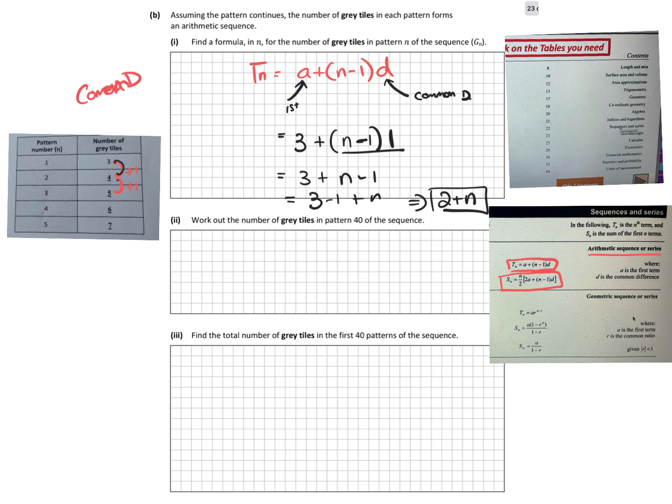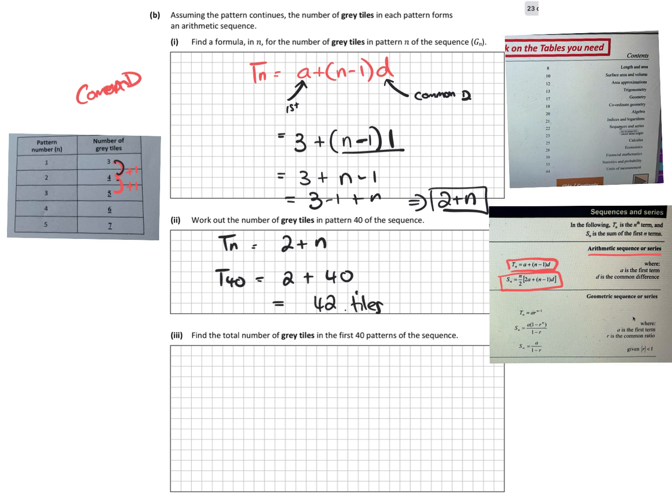Okay, very easy to get your marks here. You just literally write down the formula and then to get more marks, you're filling in things that you know. Right, work out the number of grey tiles in pattern 40. So t to the n, I've just said, is 2 plus n. So t to the 40 would be 2 plus 40. So in that case would be 42 tiles.